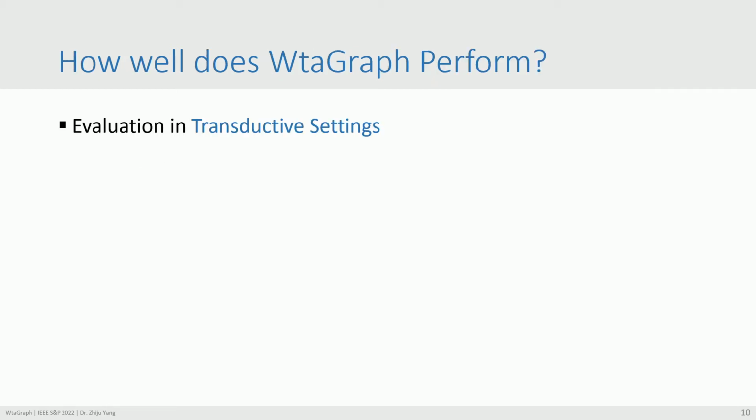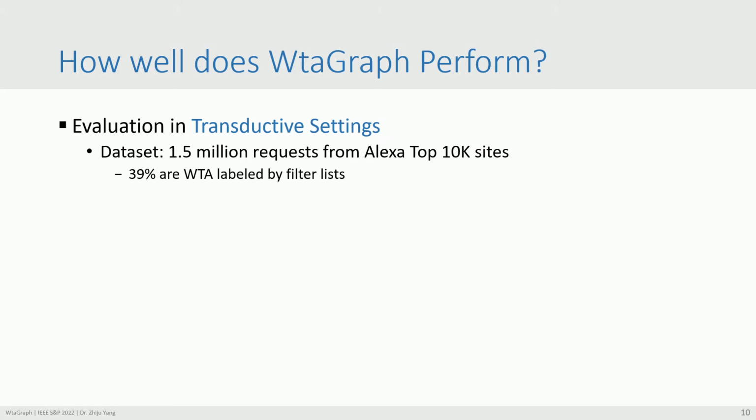So here we implemented this WtaGraph, and now we want to check, hey, how well does it perform? We have different evaluation experiments in 2 different settings, like here in the transductive setting. So first of all, we introduce our data set. We use our data collector. We collected 1.5 million requests from Alexa top 10K websites. And using filter lists, we labeled 39% of them as tracking, or WTA for short.